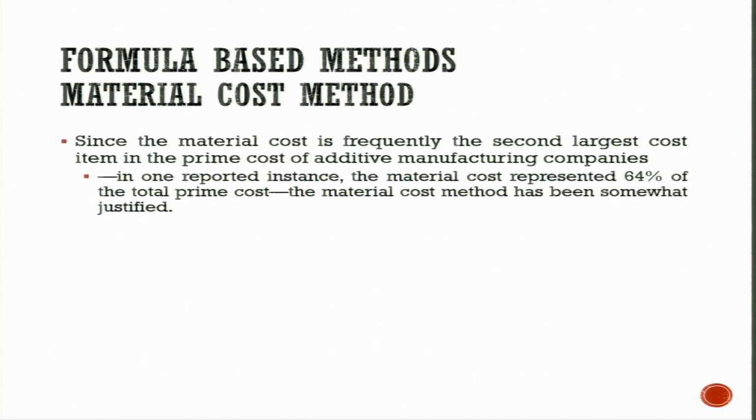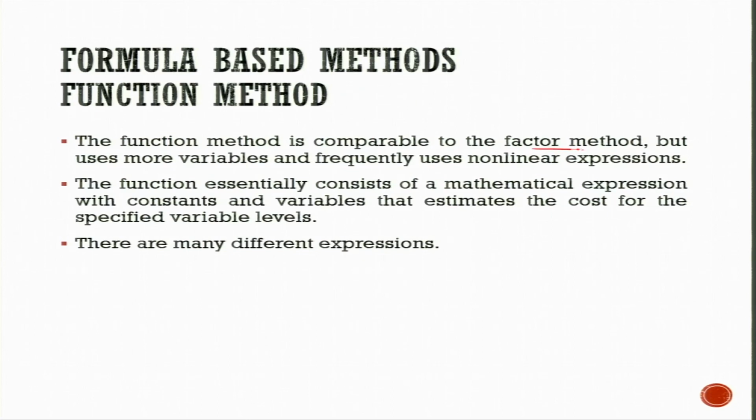Next is the material cost method. Since the material cost is frequently the second largest cost item, after the machine cost, if it is all distributed along the life cycle, sometimes the material cost becomes the largest cost item of the prime cost of additive manufacturing systems. So, in one reported instance, the material cost represented 64% of the total prime cost. The material cost method has been somewhat justified: whatever the material is proportional to that, let us calculate the cost of the build.